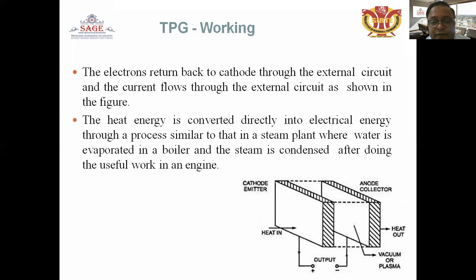similar to that of the steam plant, where water is evaporated in a boiler and the steam is condensed after doing useful work in the engine. इस ये जो पूरा जितना भी प्रोसीजर आप देख रहे हैं कि where the cathode emits the electrons and they pass through the anode side, the anode collector side.